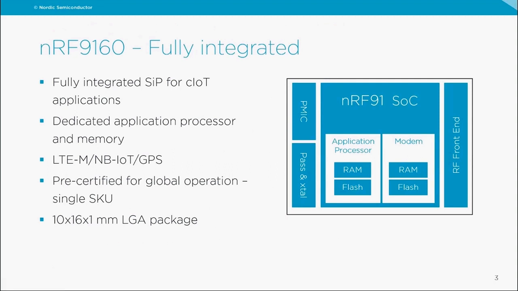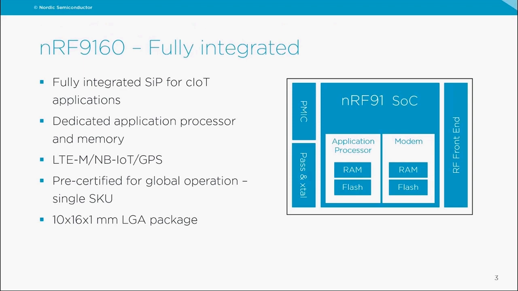So the nRF9160 is fully integrated, and it is unique in that it includes a low power embedded processor, a full modem, and all the associated memory on the same die. When we put that together with a PMIC, some passives, crystals, and the RF front end into a system in package, it serves to pre-integrate almost everything you need for a low-power cellular IoT device. It remains for you to add your chosen battery, sensors, SIM card, and antenna. Those are application specific and depend on the region that you want to operate in.